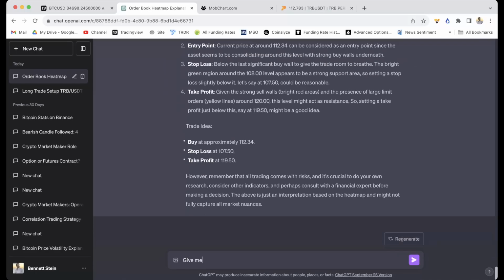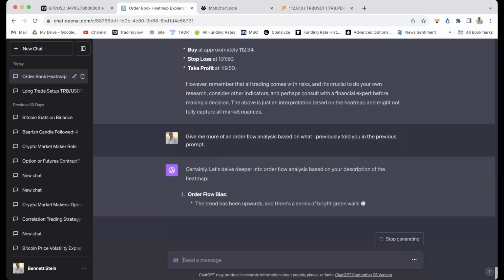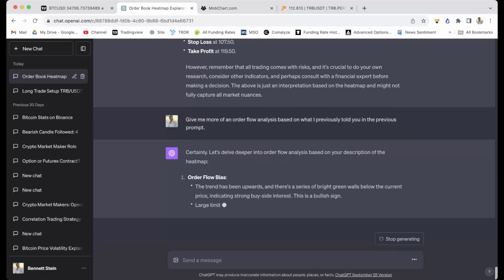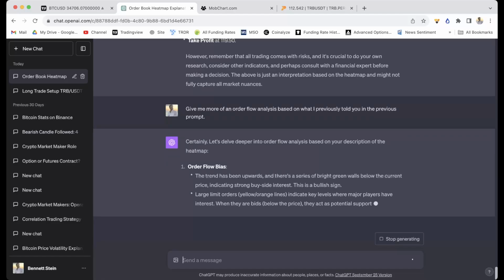Give me more of an order flow analysis based on what I previously told you, in the previous prompt. Let's see if you can give me some more details here. And what it's interpreting right now is the 1 hour time frame, guys. It's not looking at the 1 minute. So let me see if I agree with all this.